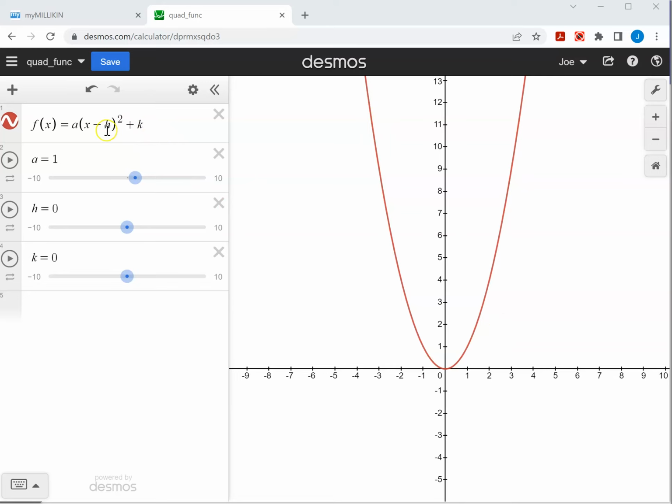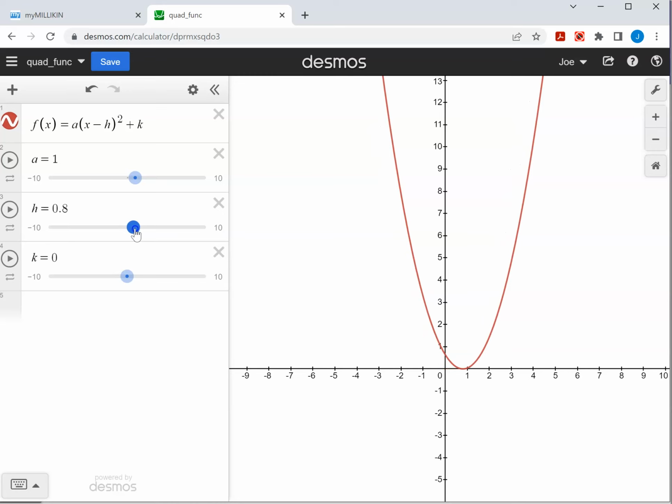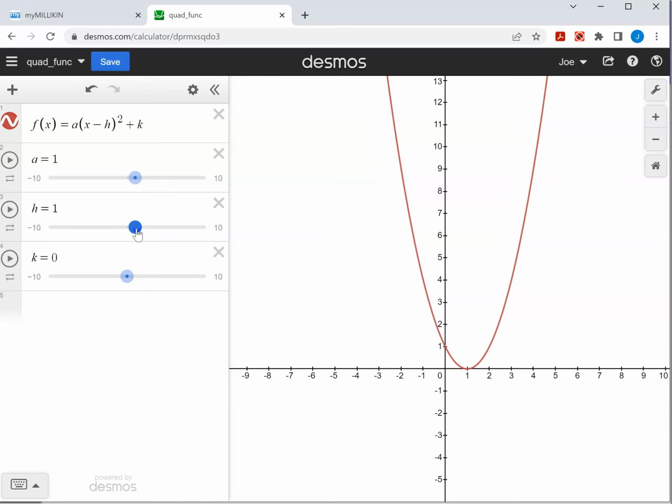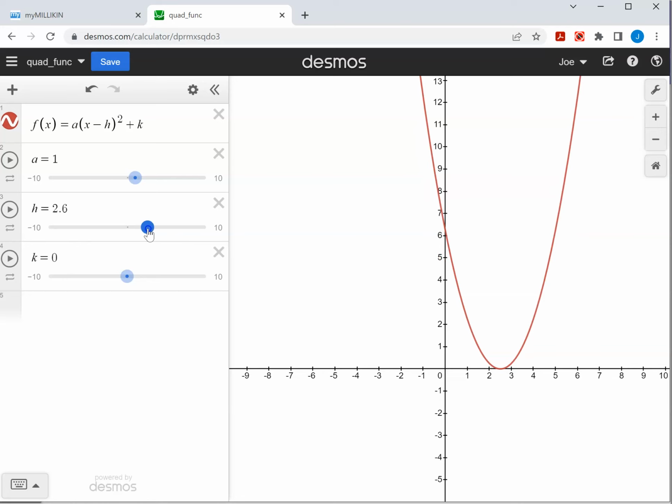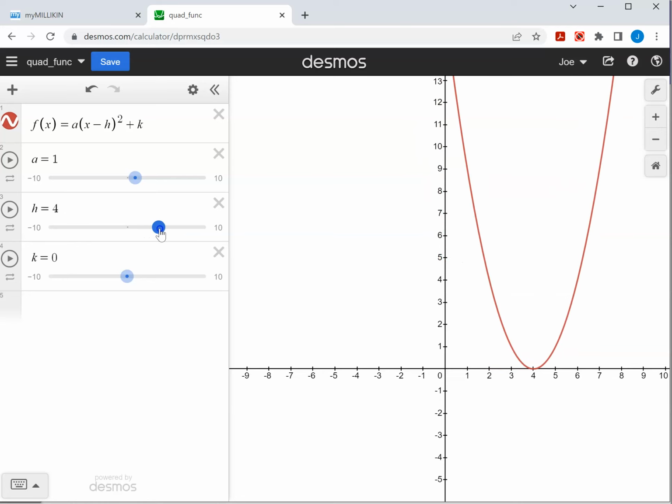Let's see what happens if I move this h around. Make it positive, make it negative. So I'm just going to grab it and slide it. I'm going to make it more positive. Notice that we're sliding over to the right here. h is 1. We've slid the parabola over to the right 1. Make it 2. I've slid it over 2 units. 3 units. 4 units.